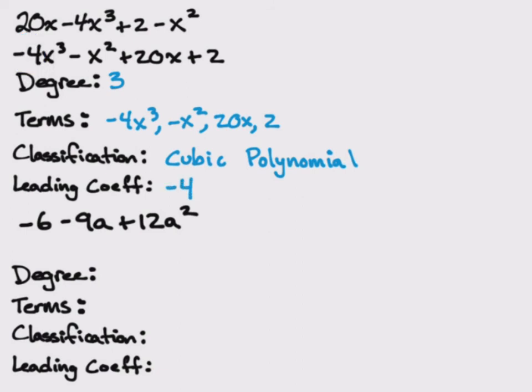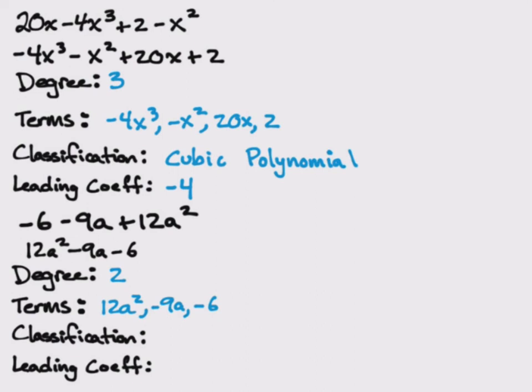All right, one more. First things first, with negative 6 minus 9a plus 12a squared, let's put it into standard form. The highest degree term is definitely 12a squared, followed by negative 9a, followed by negative 6. So the degree of this polynomial is going to be degree 2, because the leading term is of degree 2, and that's the highest degree term, so degree 2. We've got 3 terms. The terms are 12a squared, negative 9a, and negative 6.